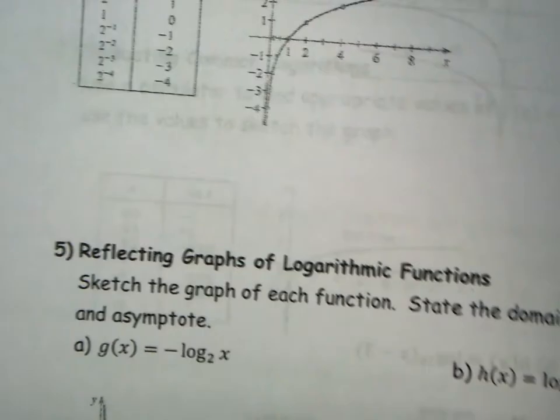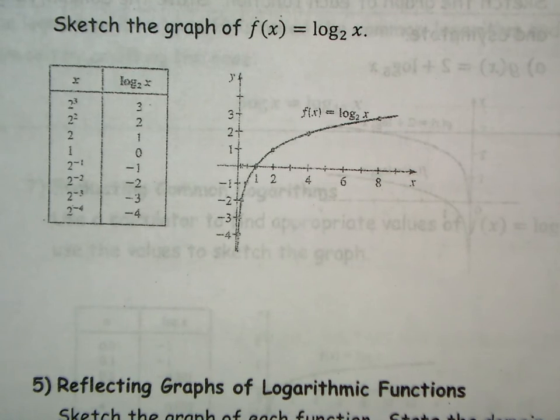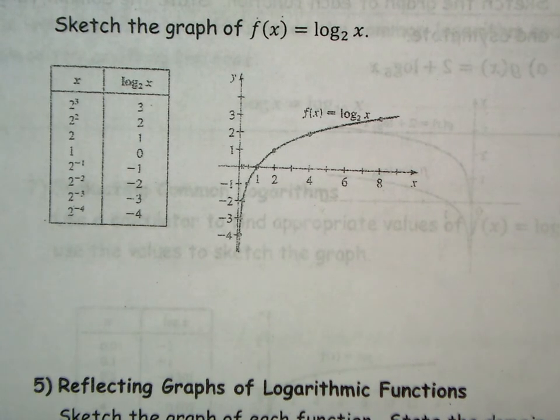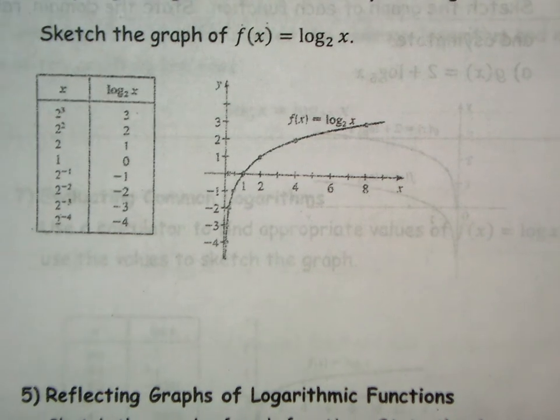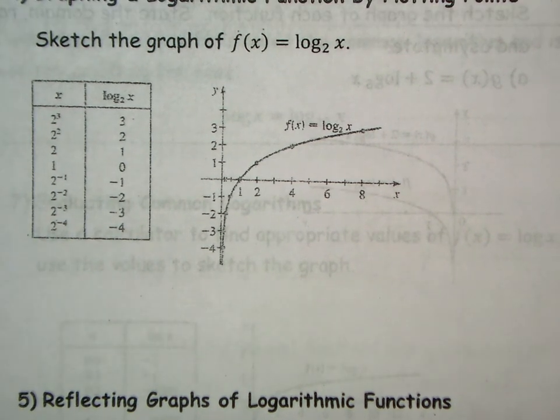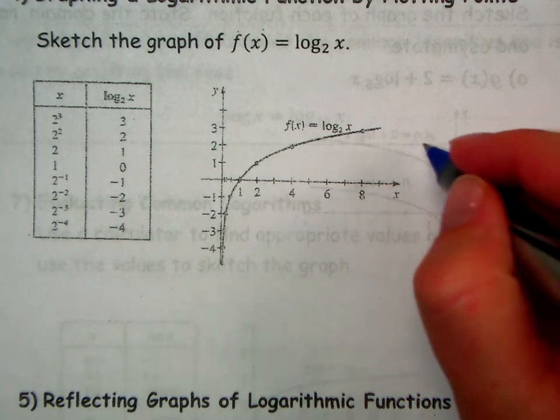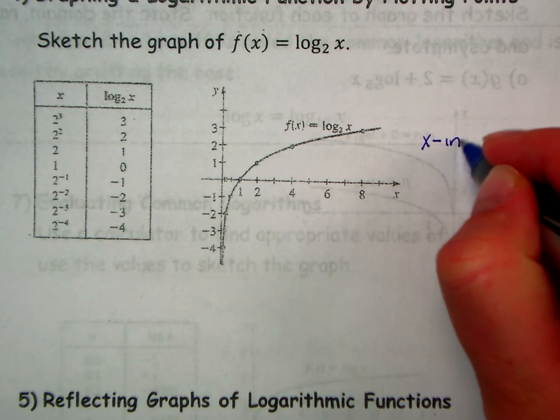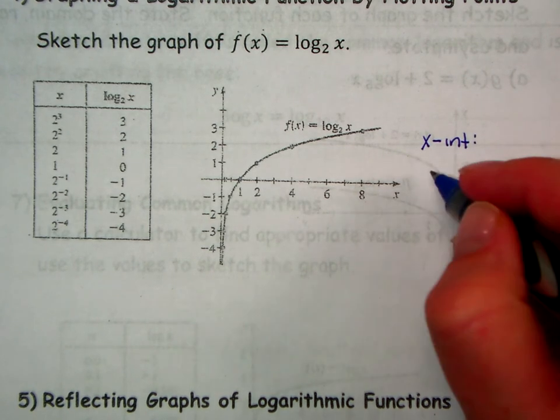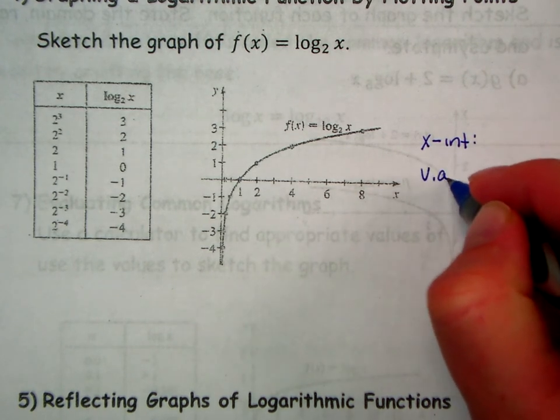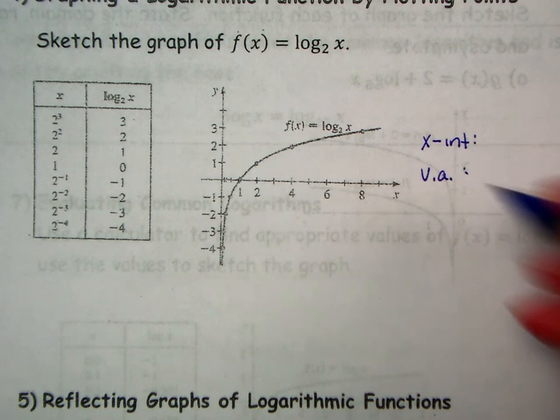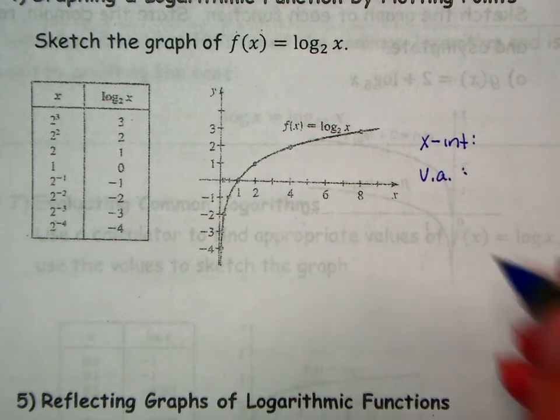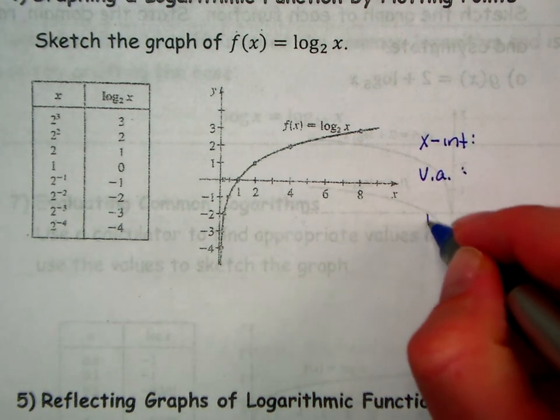All right, so now we're graphing logarithms. So they've built a table of values here, but I really want you to focus on where is the x-intercept, where is the vertical asymptote? Okay, and then probably domain and range as well.